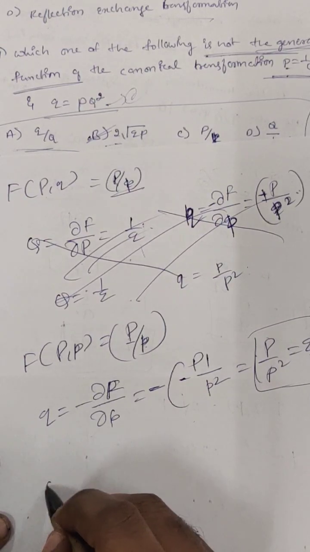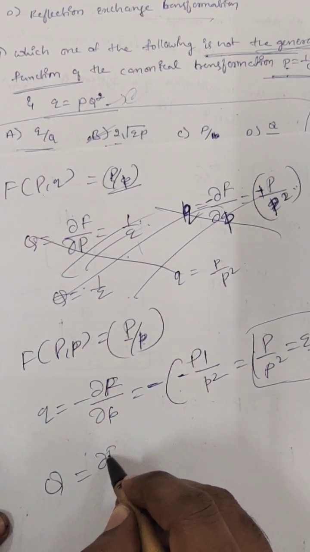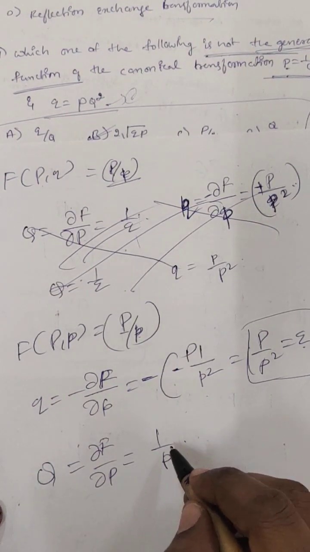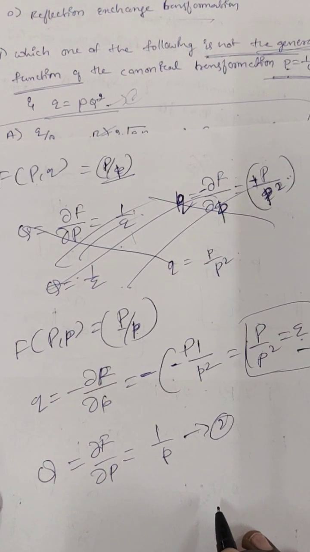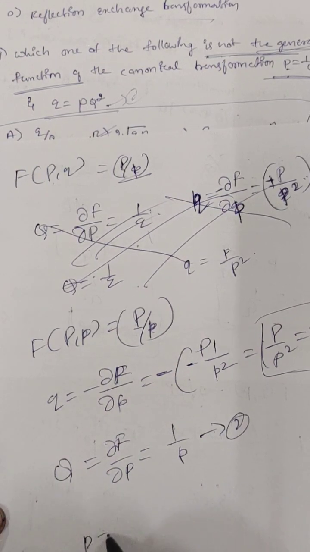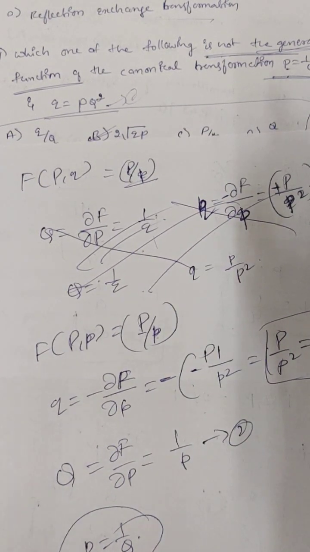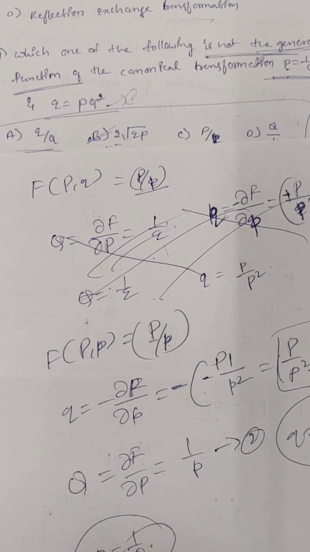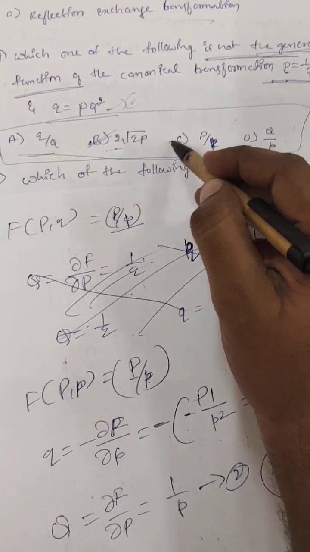Next, here from the capital P we know that q is equal to dou f by dou capital P, which is nothing but 1 by p. So this is equation number 2 and this is equation number 1. So from equations 1 and 2 we can conclude that P is equal to 1 by q, and if you substitute here, we will get q is equal to p q square. Okay, so option 3 is also a generating function.